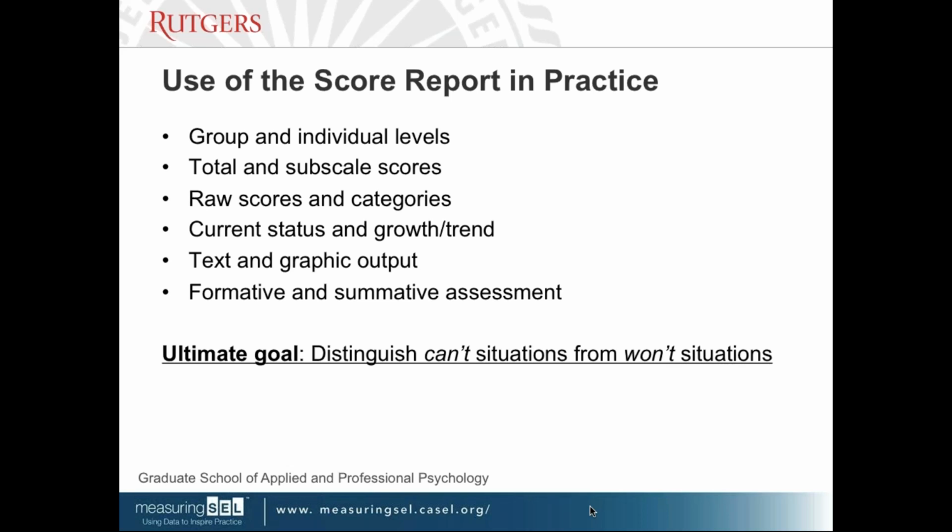And we intend for the measure to be able to be used formatively and summatively, so to make changes during a school year and to improve instruction on a group and individual level, and also to evaluate at the end of the school year how individuals, classrooms, districts, and schools are performing. But the ultimate goal, again, is to distinguish those can't situations from those won't situations, which is something that rating scales and also direct observations, I think, have difficulty doing within that format.